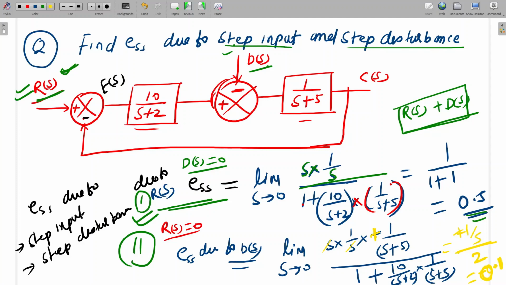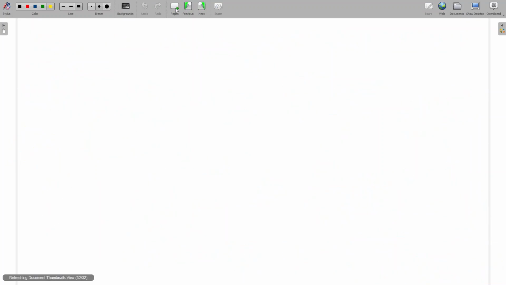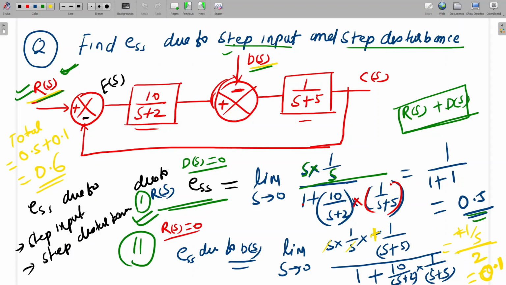If a question is asked, what is the total error due to a step input and a step disturbance input, so total will be what? Total will be 0.5 plus 0.1, which is equal to 0.6. And if it were like the previous case, if here positive were there, then this would come as negative. So ESS will be 0.5 minus 0.1 equal to 0.4, if this is positive. Is it clear? But here since this was negative, total ESS will be 0.6.